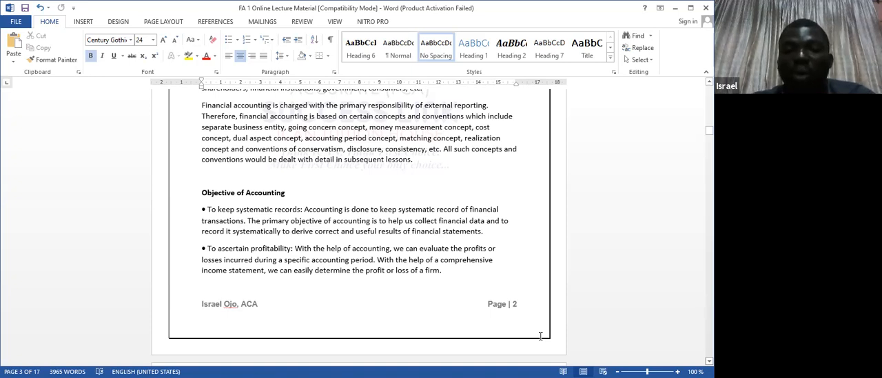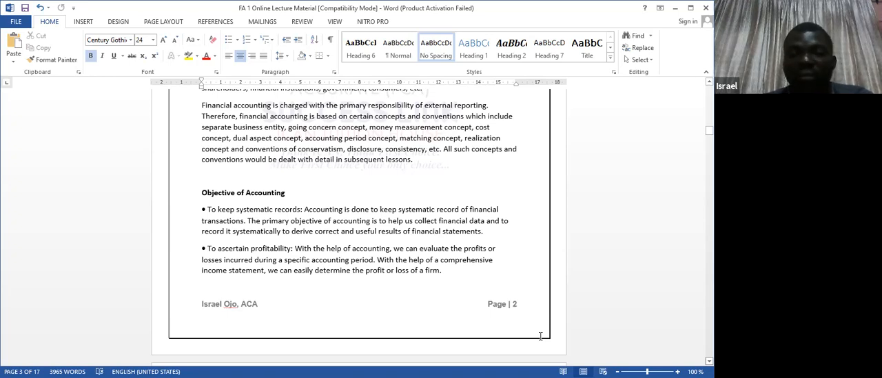to be accurate. And when you talk about systematic, it means using a scientific method of recording. Not that we just record it the way it occurs or the way we feel. No, we record it based on the system that has been adopted in the organization. So accounting is done to keep systematic records of financial transactions. The primary objective of accounting is to help us collect financial data and record it systematically to derive correct and useful results in the financial statements.